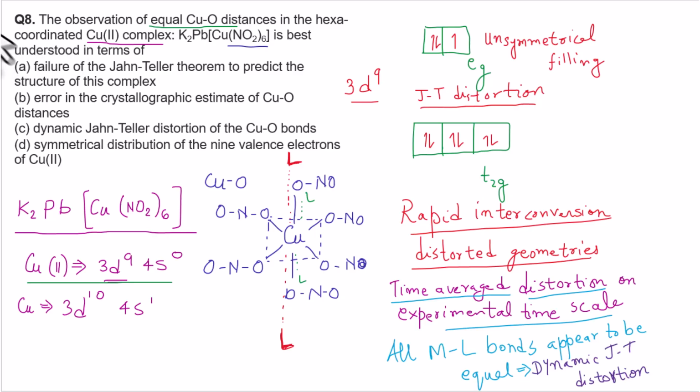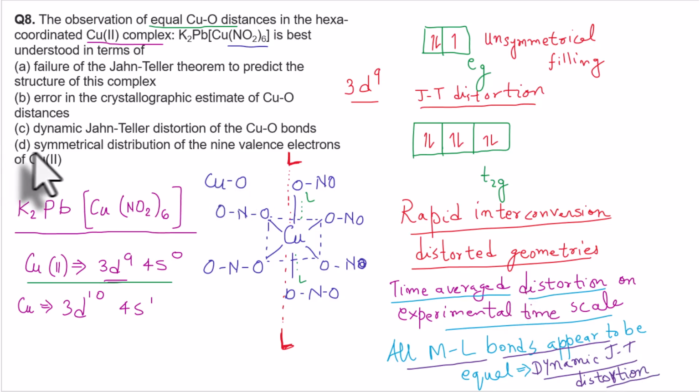So what should be the correct option for this question? Option A says failure of the Jahn-Teller theorem to predict the structure of this complex. No, the Jahn-Teller theorem does not fail. The second option says error in the crystallographic estimate of Cu-O distances. No, there is no error in the crystallographic estimate either. Option C says dynamic Jahn-Teller distortion of the Cu-O bonds. Yes, there is dynamic distortion of the Cu-O bonds that we observed right now. Because of this rapid interconversion, it is the case of dynamic Jahn-Teller distortion. So option C should be the correct answer.